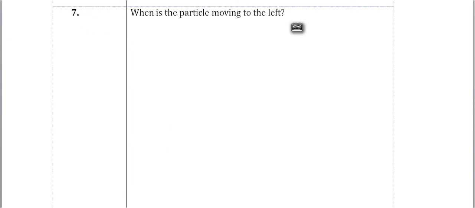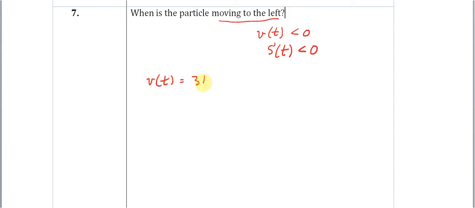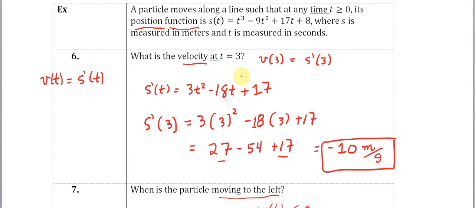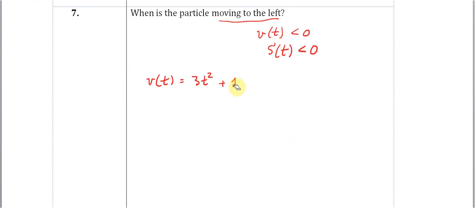Alright, so continuing on, we want to know when the particle is moving to the left. Remember, moving to the left in the context of this problem is whenever the velocity function is negative. Or another way to say it is that the derivative of the position function is negative. So we already know that the velocity was equal to 3t squared minus 18t plus 17. And in order to find where it's negative, we need to first figure out where it's equal to 0. So 3t squared minus 18t plus 17 is equal to 0.